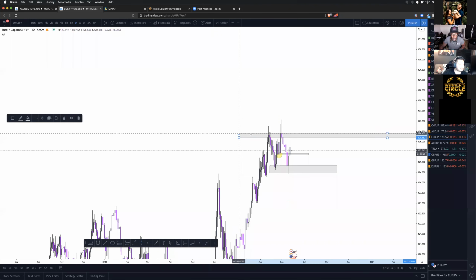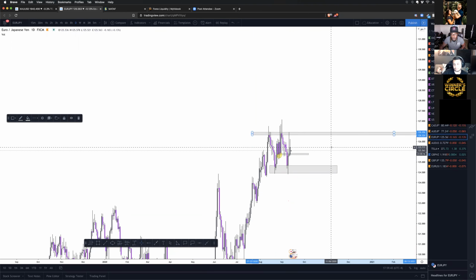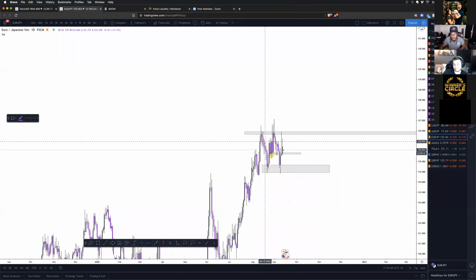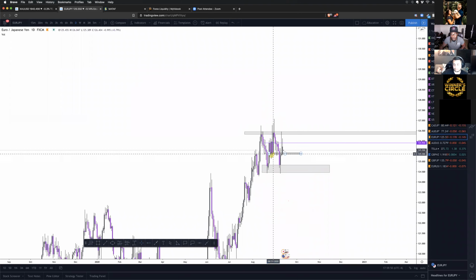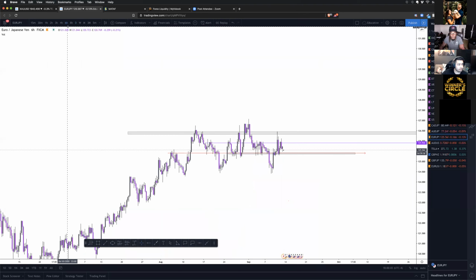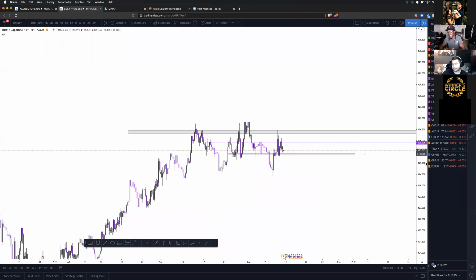Let me adjust this. I think we could get a test of these levels again, and then price come back down to like 124.5. But yeah, I mean, honestly, it's just too choppy for me. I wouldn't even want to mess with it.